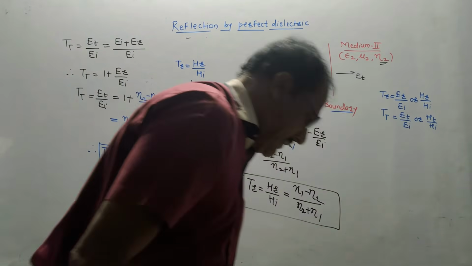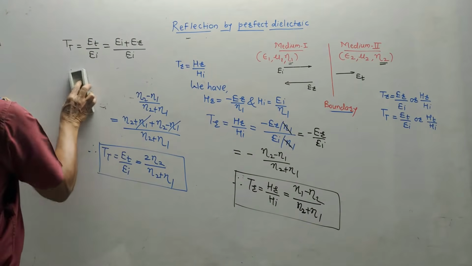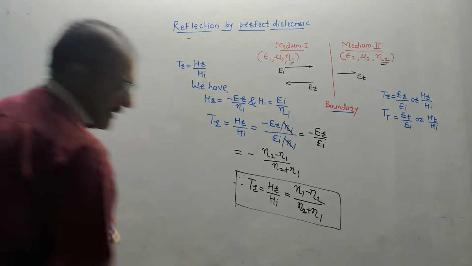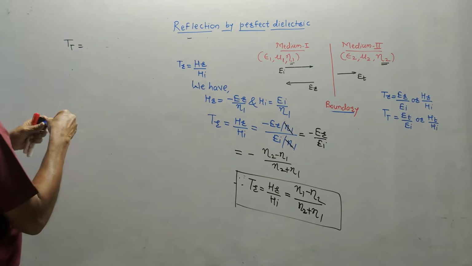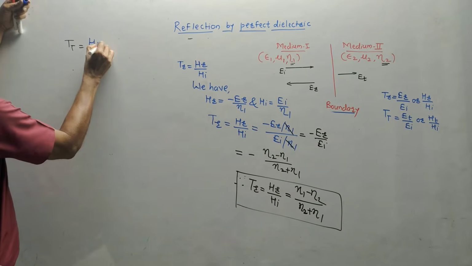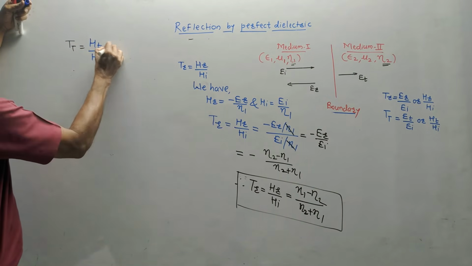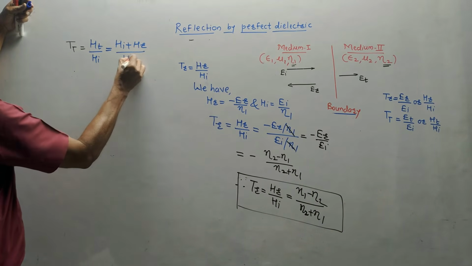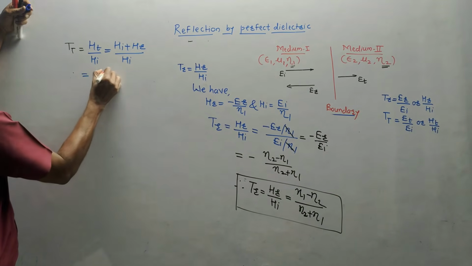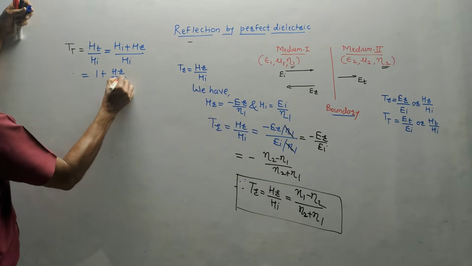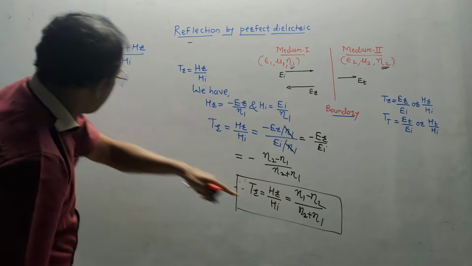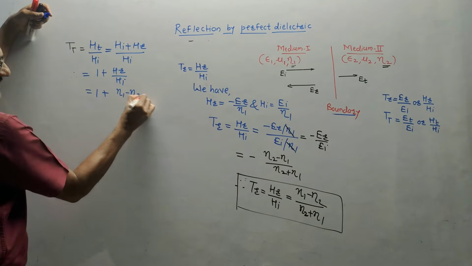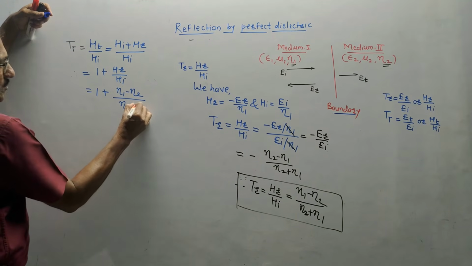Now the remaining part, I want to derive the expression of transmission coefficient in terms of H bar. Again, very similar to the earlier part. This transmission coefficient in terms of H bar can be written as HT upon HI. Similar to the earlier part, HT is HI plus HR upon HI. So it is simply written as 1 plus HR upon HI. We already derived this formula HR upon HI. Put this value, so it becomes 1 plus eta 1 minus eta 2 upon eta 2 plus eta 1.